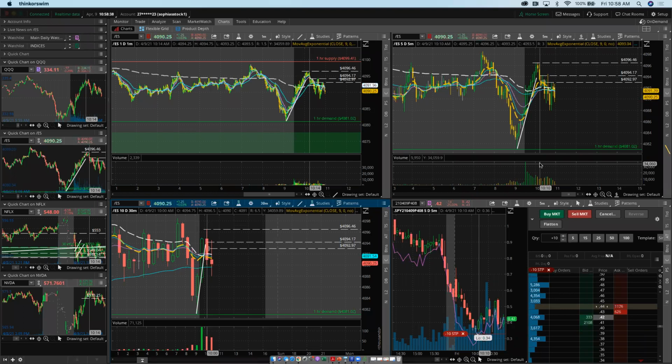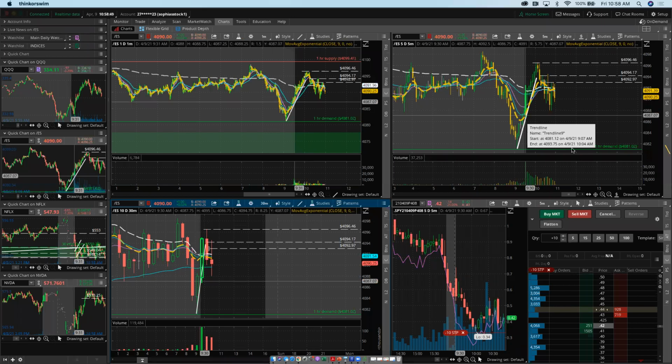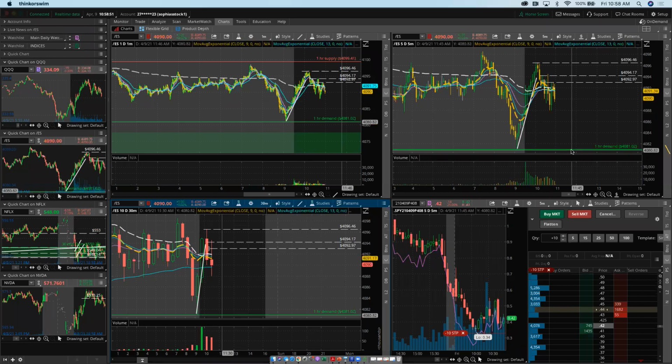Yep, sellers just need some follow through. Light volume day, but just some follow through, bro. That's all we need. If we break low of day, I need this to come all the way down to right about here, or even all the way down to the 1 hour demand. Oh my goodness, that would be crazy.